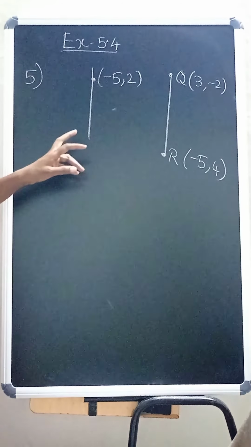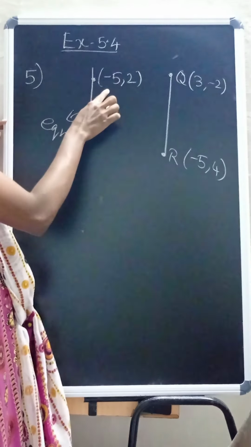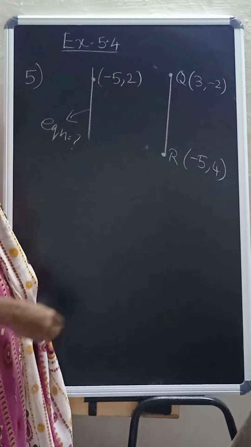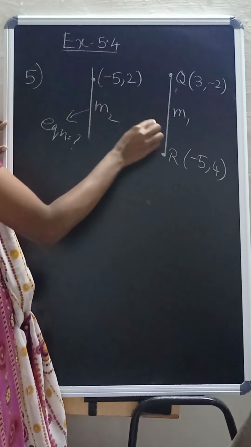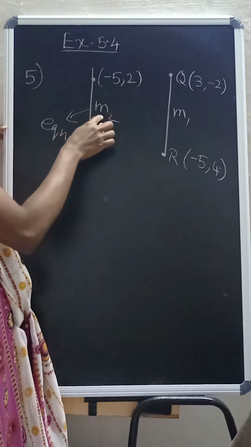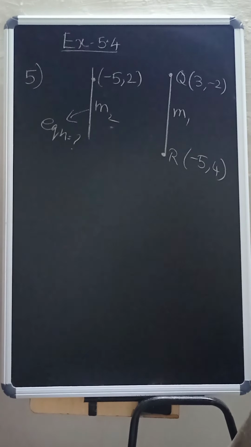Next, fifth sum. Find the equation of a straight line passing through the point P(minus 5, 2) and parallel to the line joining the points Q(3, minus 2) and R(minus 5, 4). So you need to find the equation of the straight line passing through minus 5, 2. To find the equation, you have a passing point. Now you need slope. You will find the slope of this line. You will equate it because these two lines are parallel, m1 is equal to m2. Now using point slope form, you will find the equation of the required straight line.